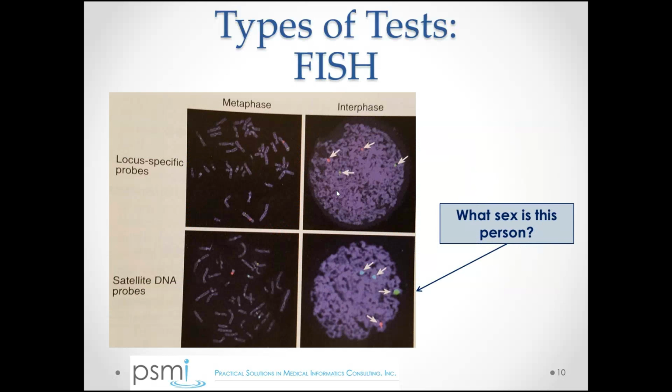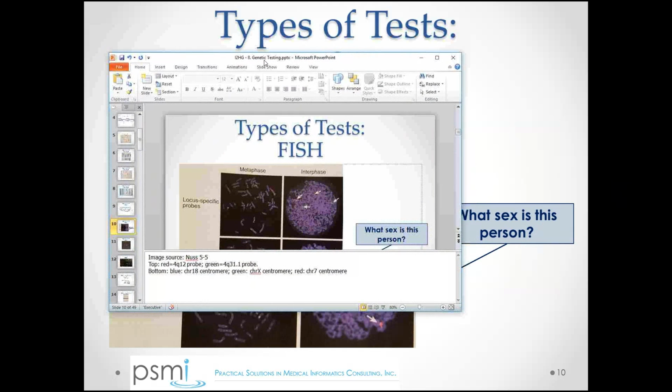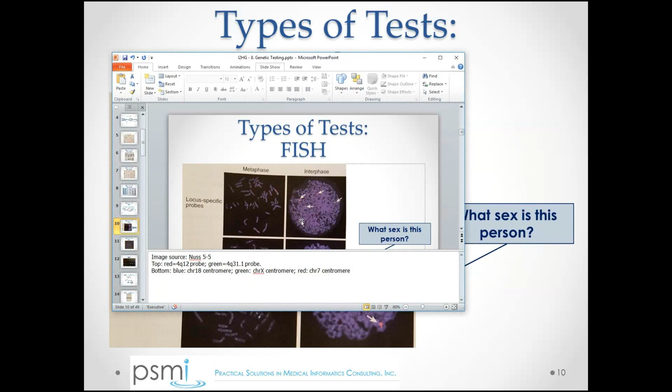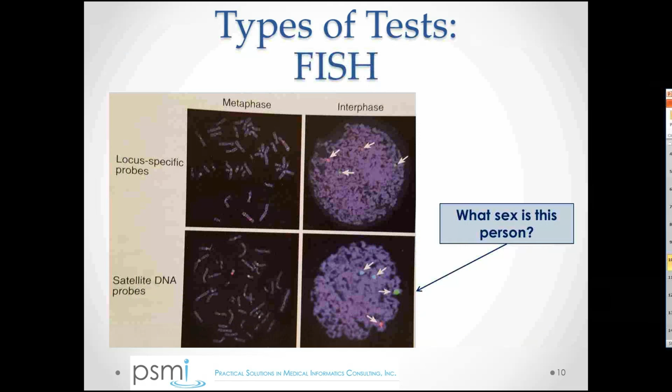So here, for instance, we see a FISH technology. Just a reminder that there's a lot of details about the pictures in the notes in the slides in terms of exactly what probes are being used and things like that. So in this particular picture, we see a probe. This is for 4q12, and the green probe is for 4q31.1.